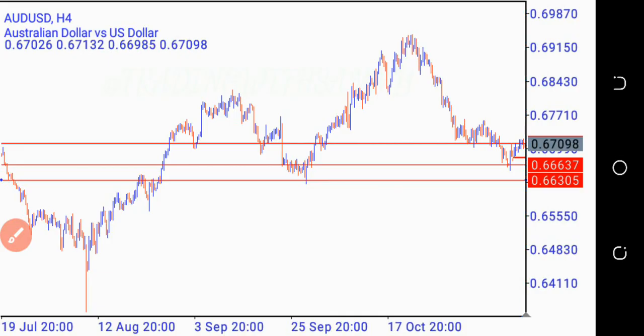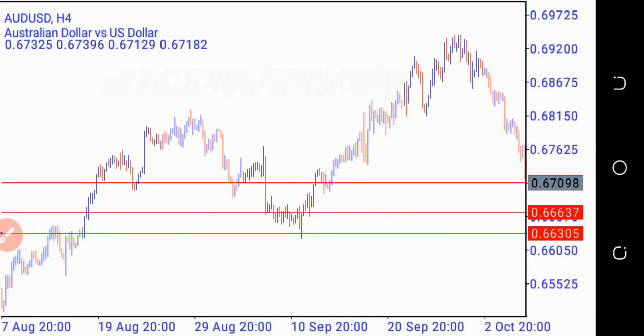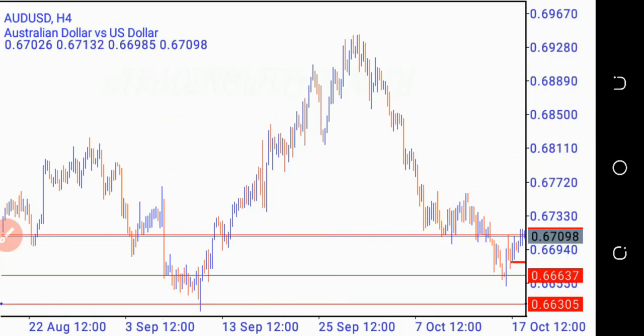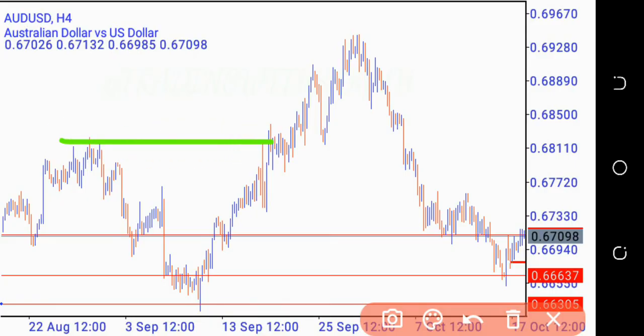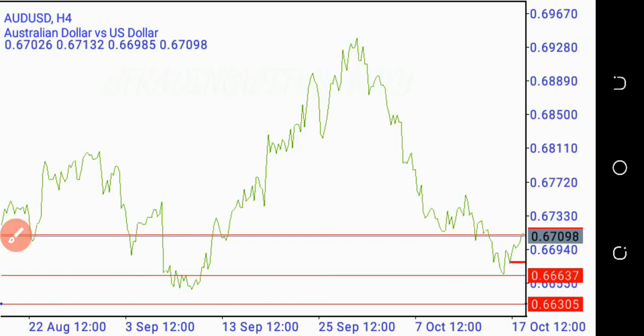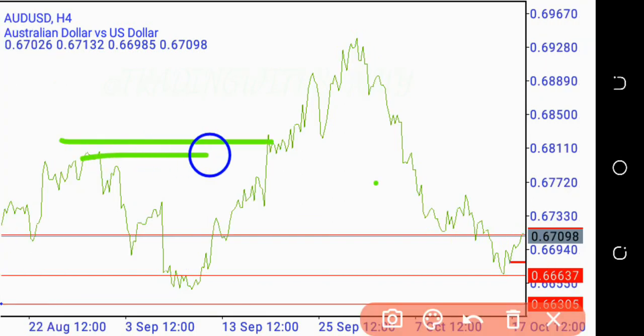Let me zoom this back. It led to a break of structure. So what we are seeing here is that the market actually broke structure here. If you use the line chart, you will see that there was a break of structure clearly. Let's use the line chart. So we have this as a break of structure, BOS. So price is going to be coming back there.